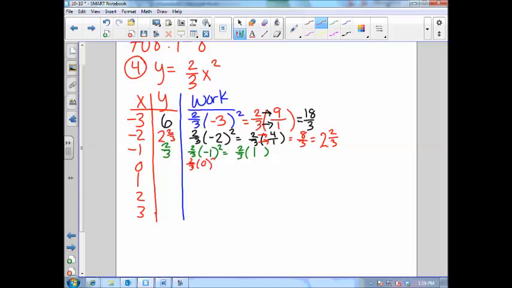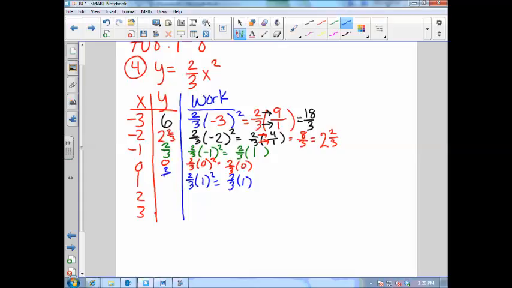2/3 plug in the 0. Okay, Valeria, we need to do exponents first. What is 0 squared? And Valeria, 2/3 times the 0? 0. Any questions so far? Okay, next one. 2/3 times 1 squared. Okay, Griffin. First we do exponents. 1, good. And 2/3 times 1, Griffin, is 2/3.